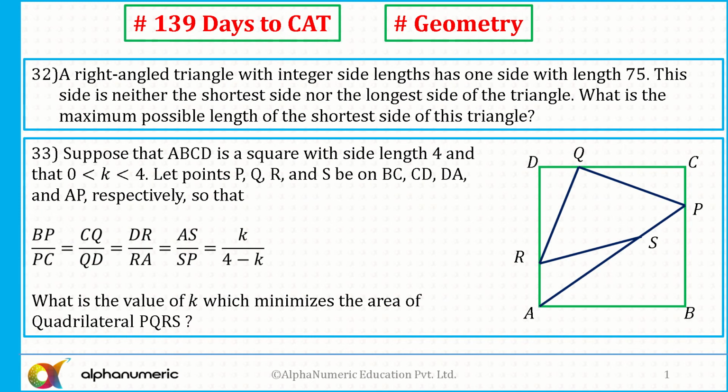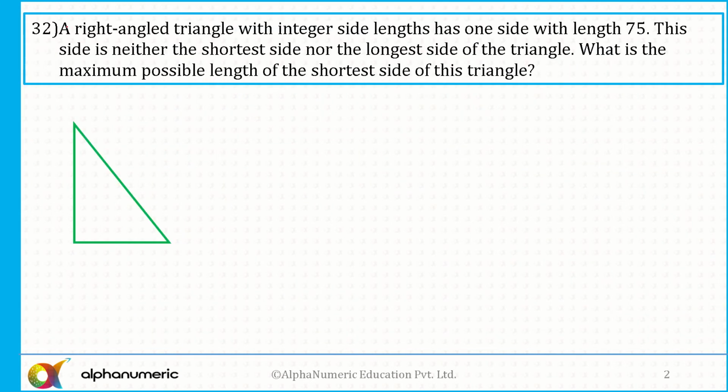Okay, now let's start. The first question says a right angled triangle with an integer side length has one side with length 75. So all three sides are integers and one of the lengths is 75. This side is neither the shortest nor the longest side. What is the maximum possible length of the shortest side of this triangle?